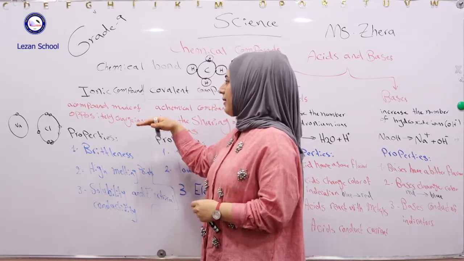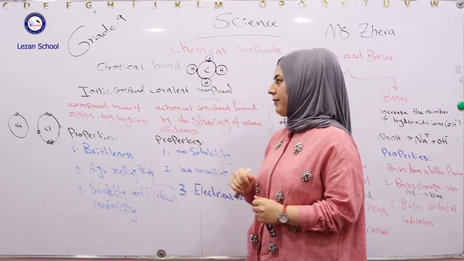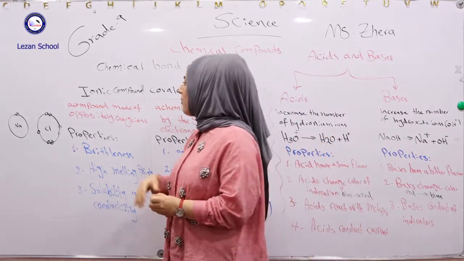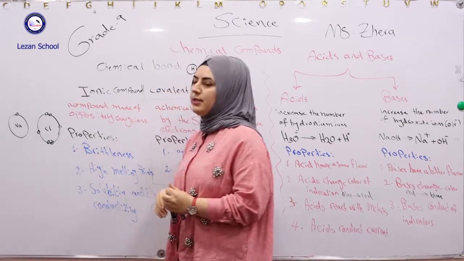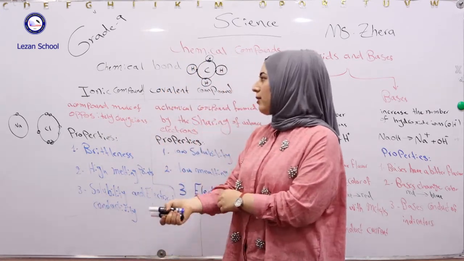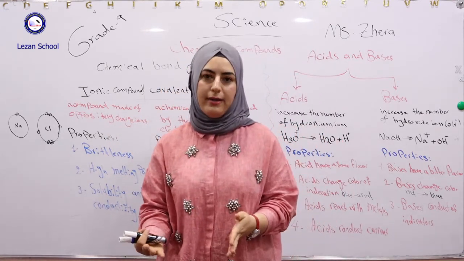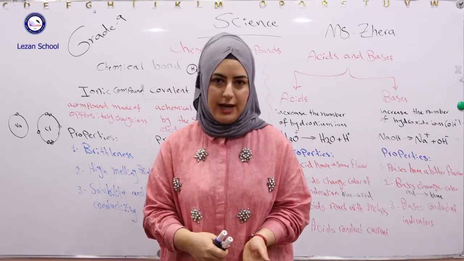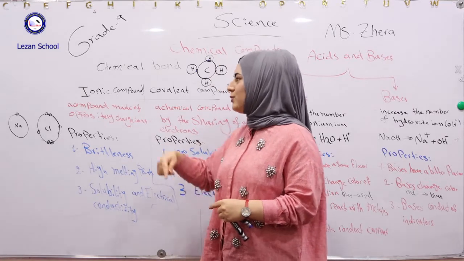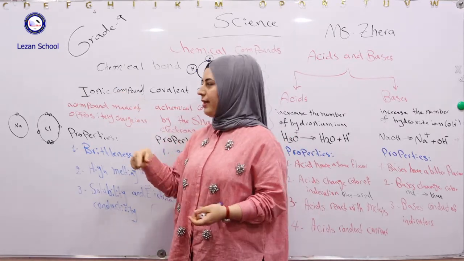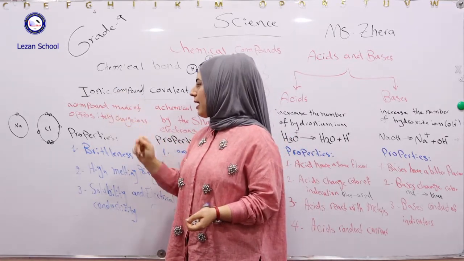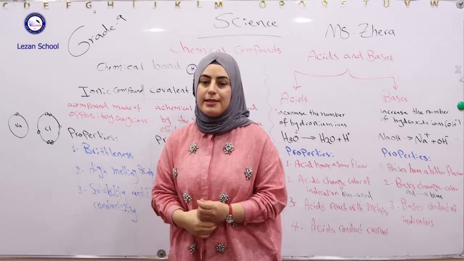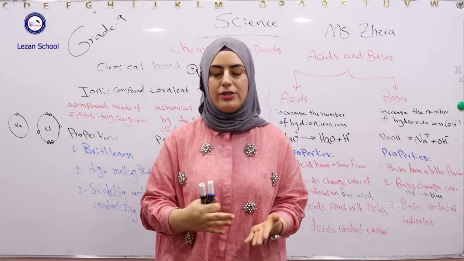Here, compounds are divided into ionic compounds and covalent compounds. Ionic compound: a compound made up of oppositely charged ions. Before starting the ionic compound, I want to tell you what an ionic bond is. An ionic bond is the bond between two oppositely charged ions. There is a relationship between ionic bond and ionic compound. An ionic compound depends on two opposite charges.